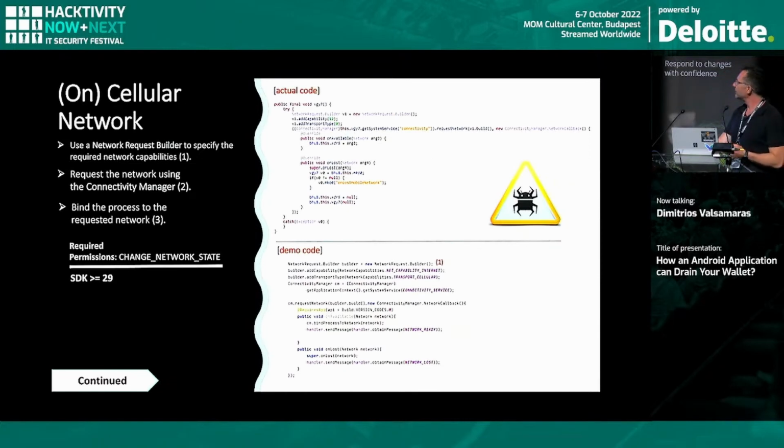And as before, I have an example of this technique on the right side, the demo code, which is easier to understand. So create this NetworkRequest builder and define the capabilities that we need. They actually want the device to be able to connect to the internet and use mobile connectivity. And finally, request this network from the ConnectivityManager. When this network is ready, bind the process to the network. In this way, they just make sure that the device operates on a mobile network.